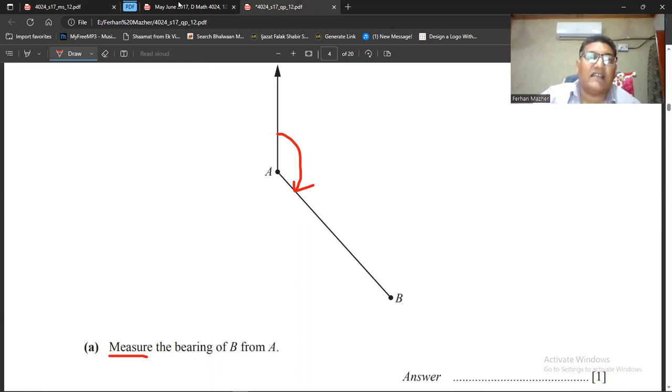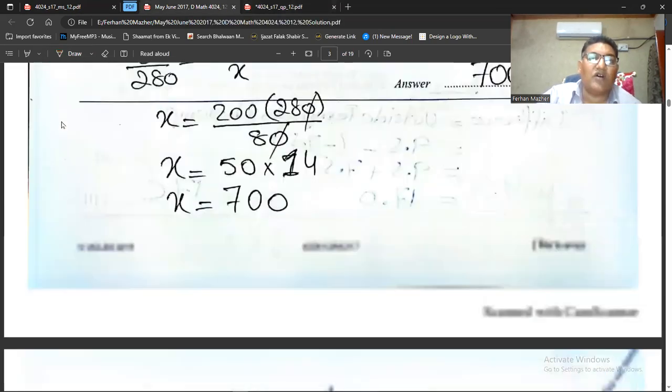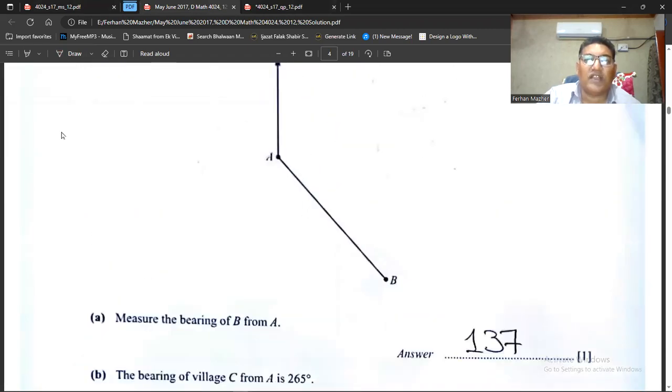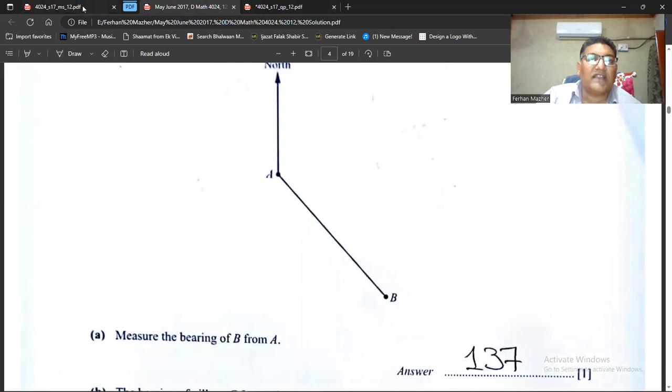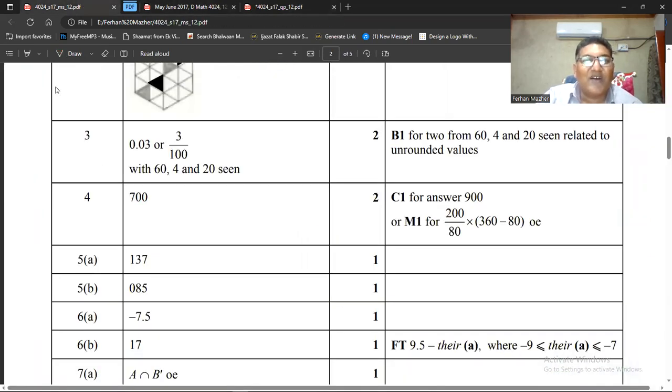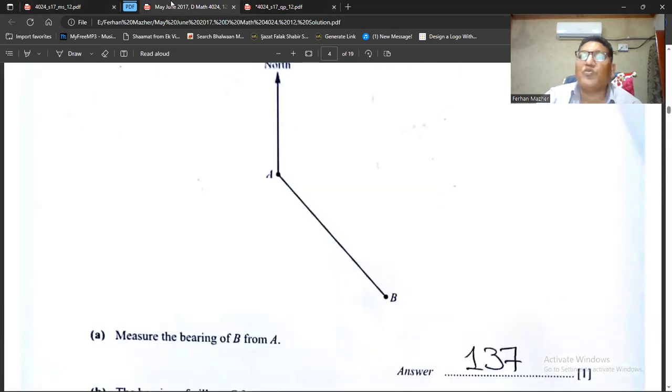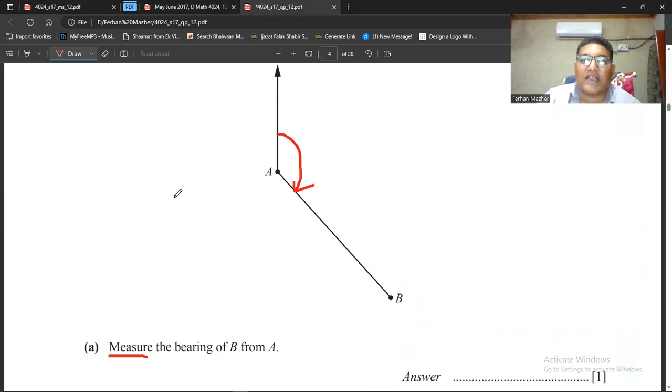I have done that, and my angle came out to be 237. Sorry, I said 237. It is 137. That is the right bearing, sir. We have to measure it with the help of a protractor.